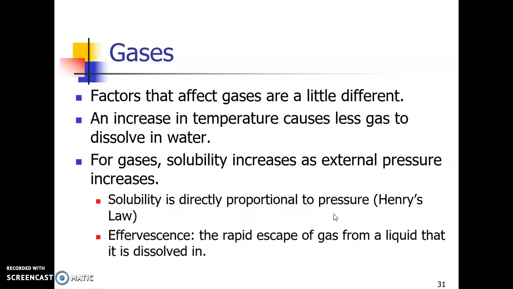So when you're bottling soft drinks, the way that they get all that carbon dioxide to dissolve is they increase the pressure of the carbon dioxide above the mixture, and then that gas dissolves into the soda. And then when you open the soda, you see the effervescence, which is the rapid escape of the gas from the liquid that it's dissolved in.